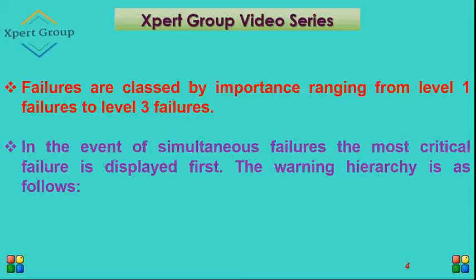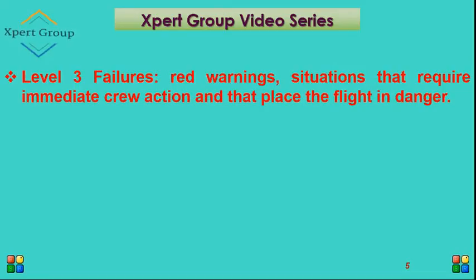The warning hierarchy is as follows. Let's see what is the warning hierarchy of the failures. Guys, first of all, level 3 failures we will study because it is most important. Red warnings: situations that require immediate crew action and that place the flight in danger. Yes, when a level 3 failure comes, this is a critical situation for the flight of the aircraft, and the crew has to take immediate action.